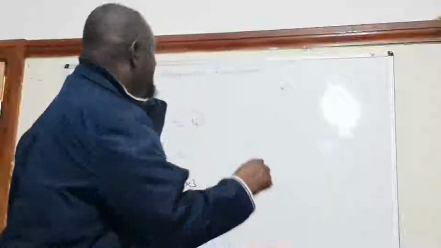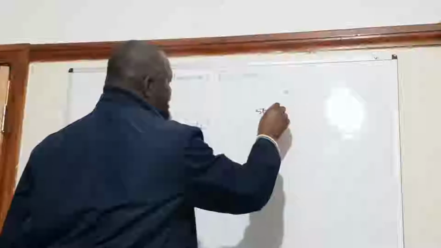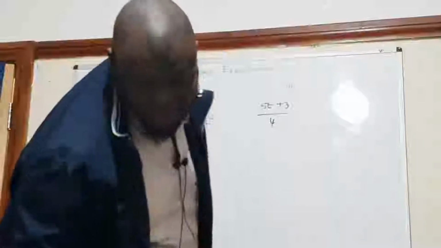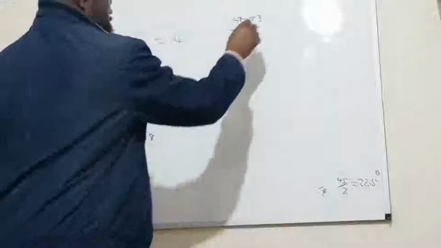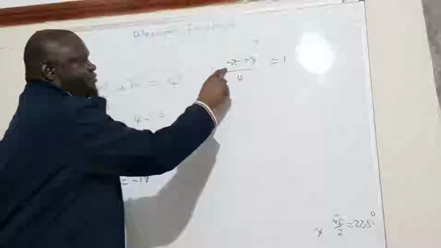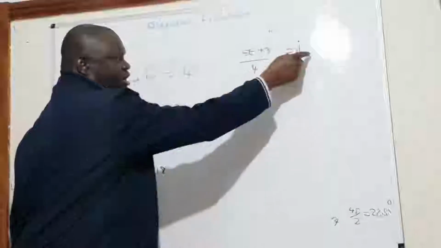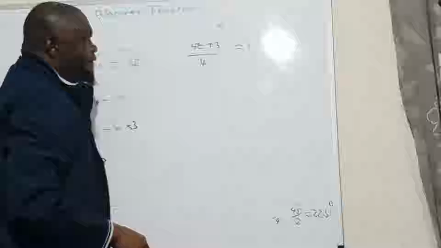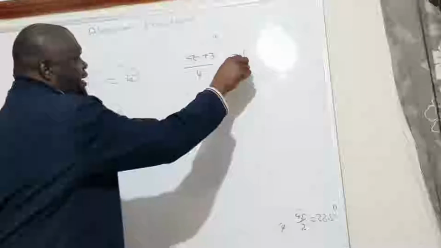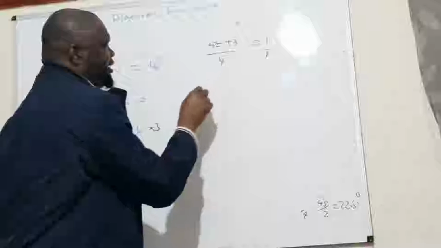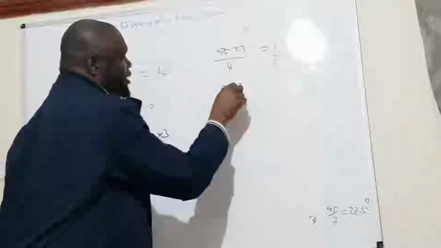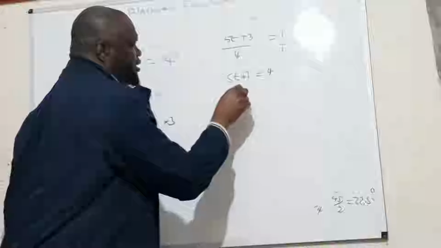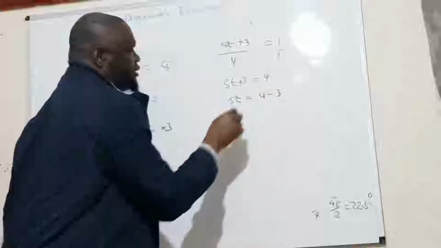Yes. Now as we move on, look at this. 5t plus 3 over 4 is equal to 1. That means a number times 5 plus 3 divided by 4 is equal to 1. So straight away we can cross multiply or multiply both sides by 4. So when we cross multiply, 4 times 1 is 4. Here will be 5t plus 3 is equal to 4. 5t is equal to 4 minus 3.